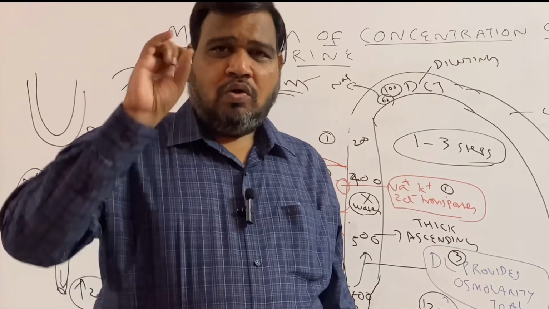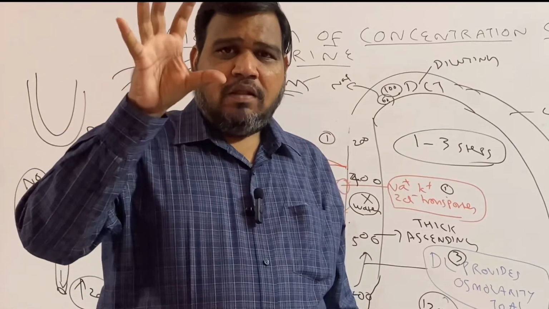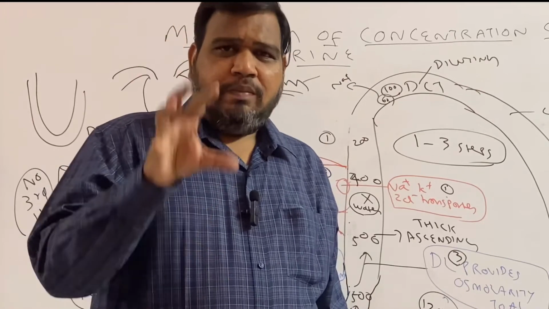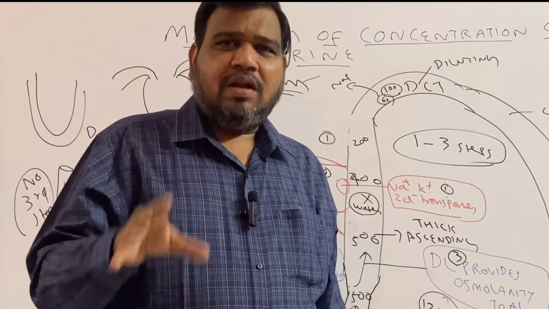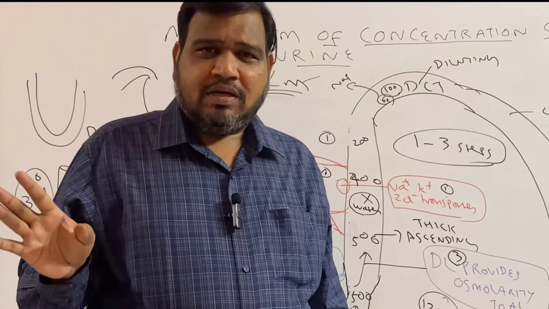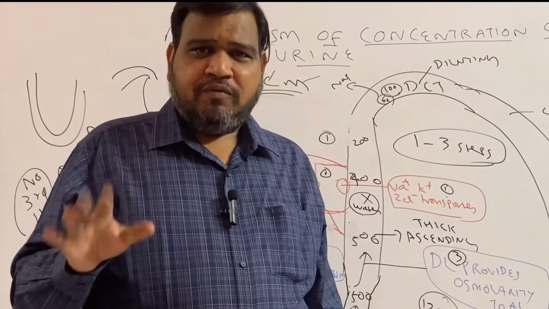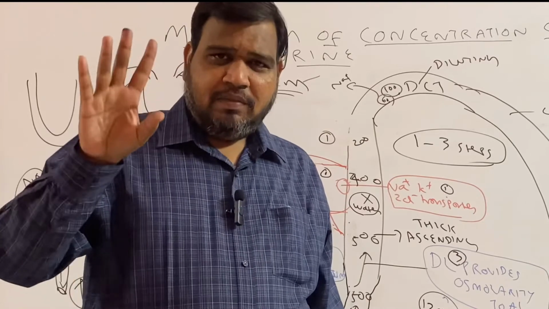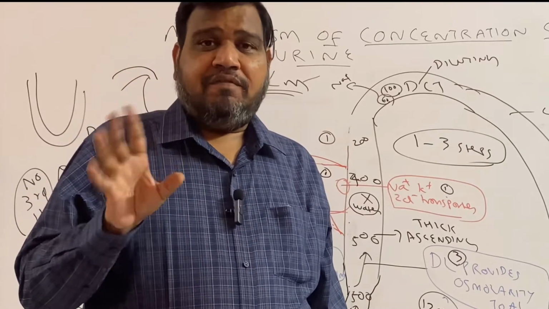Note it down. For the countercurrent multiplier to perform properly, if you want to get the medullary osmolarity to be 1200, we call that medullary hyperosmolarity. If you want that, you should have a descending limb and an ascending limb. It should be just a medullary nephron.